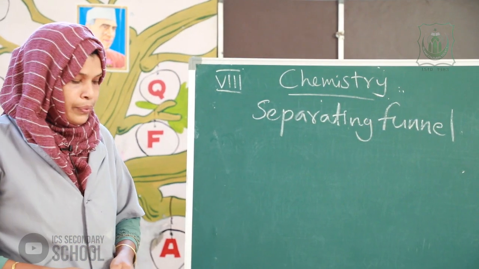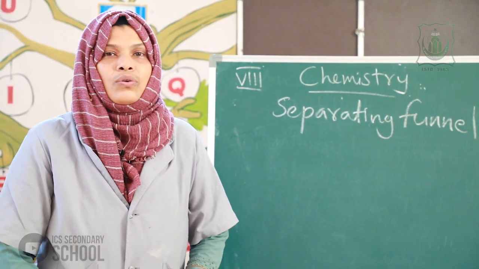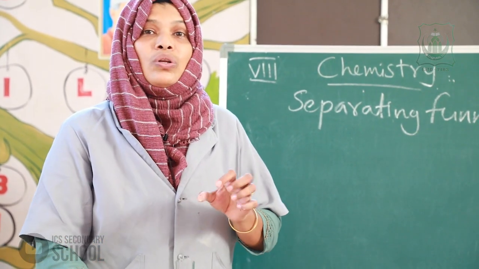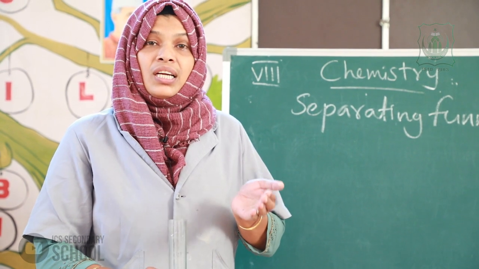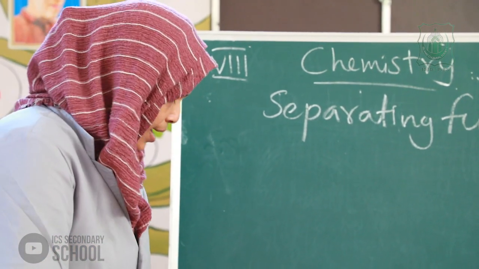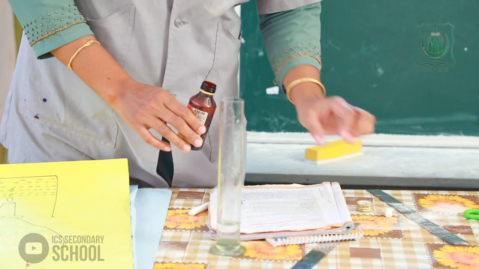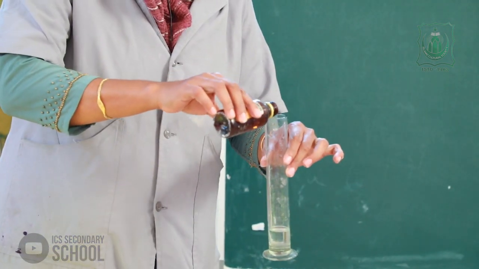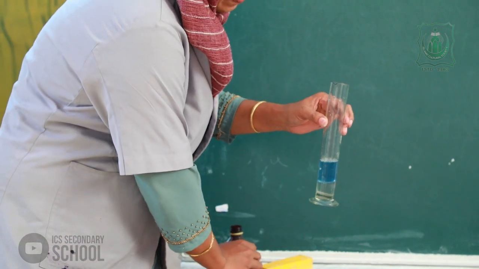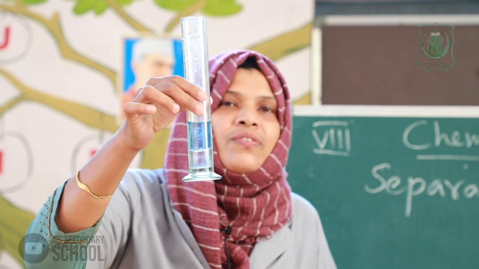Here is an activity for you. Take equal quantity of water and kerosene in a jar. This is a jar, and in this jar take equal quantity of water and kerosene. Here I take water in this jar and okay, look here. What is the observation?